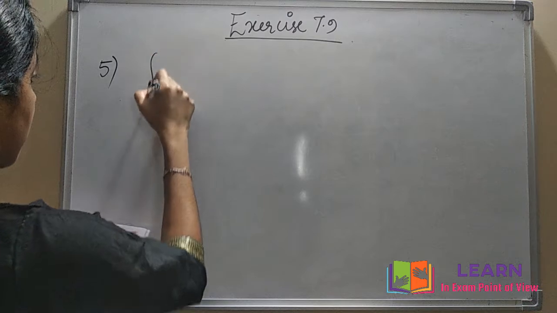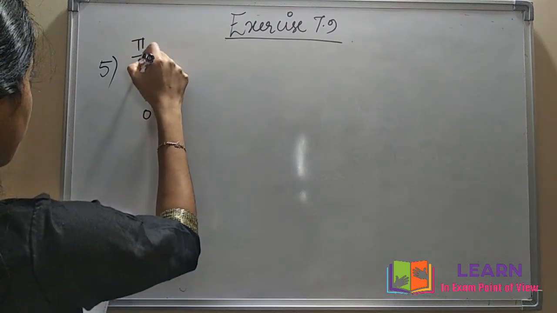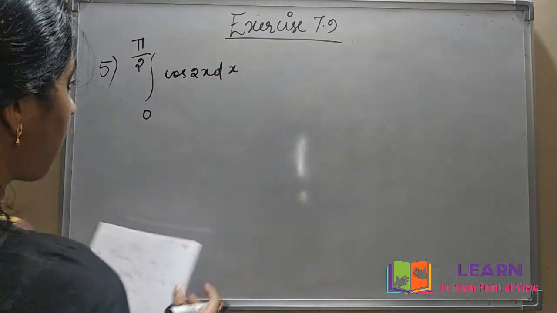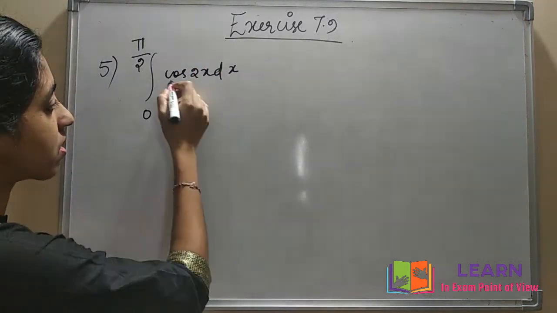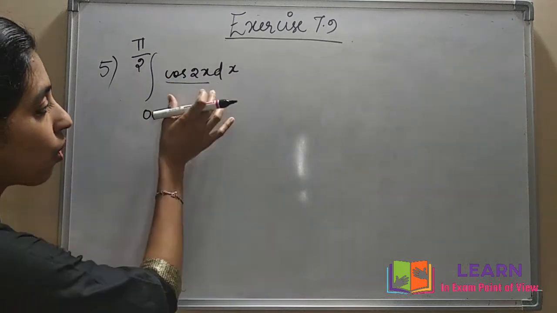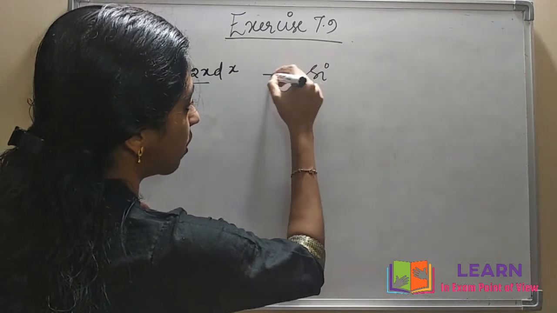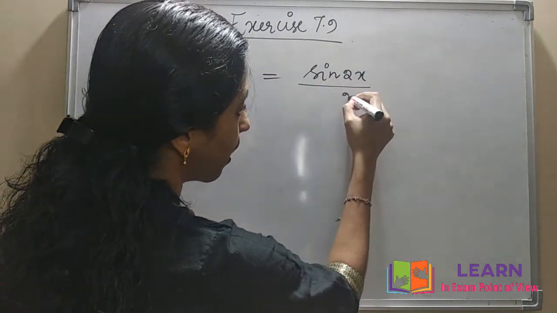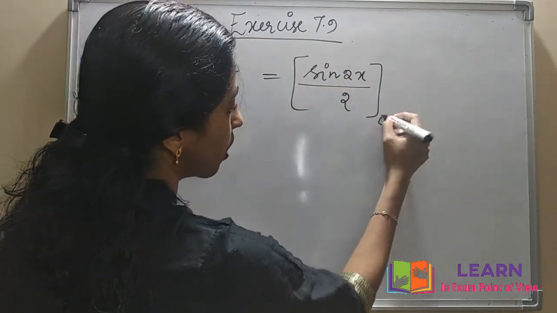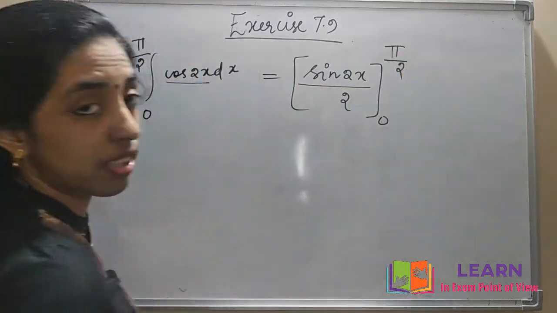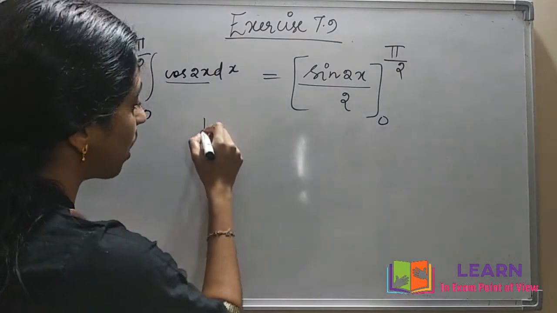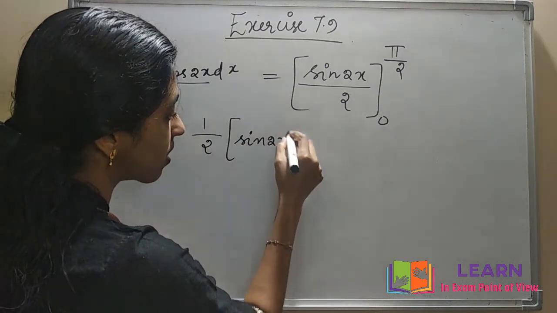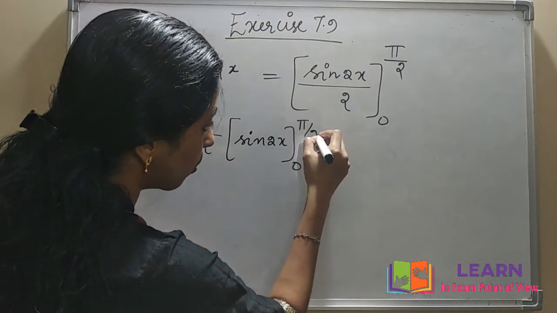The question is integral 0 to pi by 2 cos 2x dx. So how are we going to integrate this? This integration we already know. Cos 2x, integrating, you will get sin 2x, and again integrating 2x, it is divided by 2, within the limit 0 to pi by 2. This 1 by 2 you can take outside. Then apply the limit only to x, 0 to pi by 2.